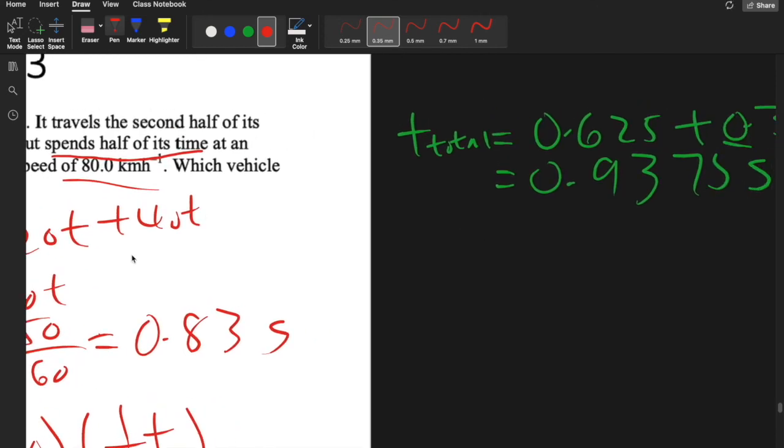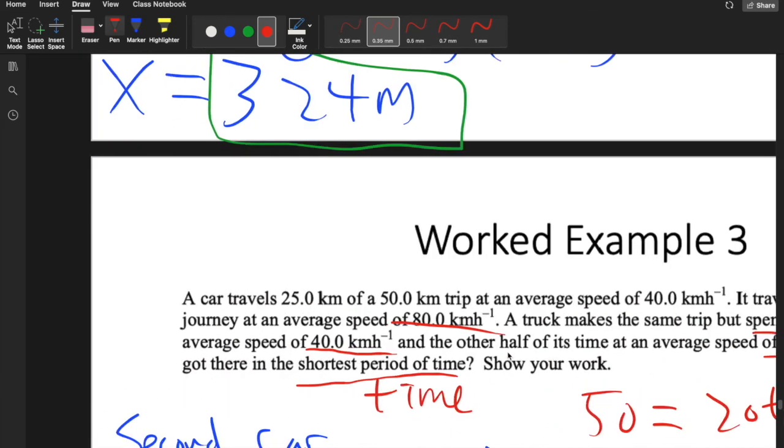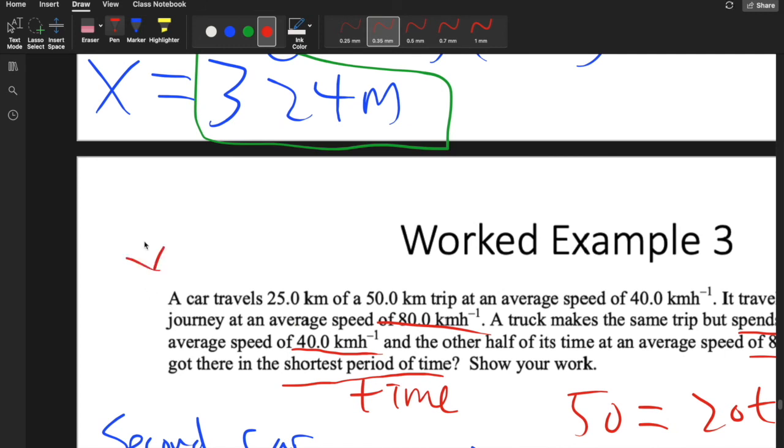So compare those two numbers. This number is smaller, right? So the second car has a shorter period of time. So the answer will be the second car.